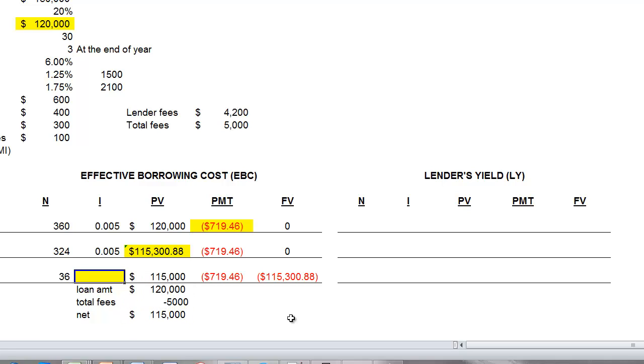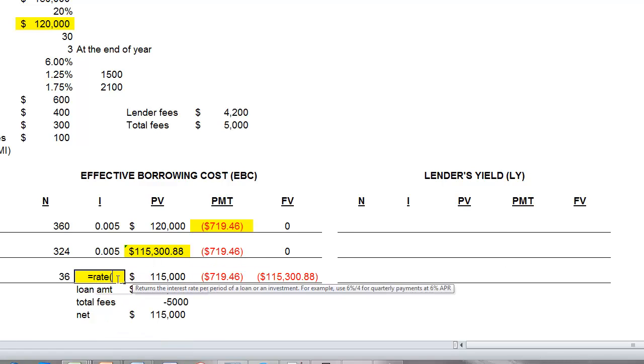Okay, so we're now ready to compute the I, and I'm just doing a quick check to see if my necessary condition for computing I or N is present, and that condition is that these three cash flows cannot all be the same sign. They have to be different. So we have a positive, negative, negative, and so this makes sense. I'm receiving money at closing. I make 36 monthly payments of this amount, and at the end of the 36 months, I have a payoff balance of that. So those signs do make sense.